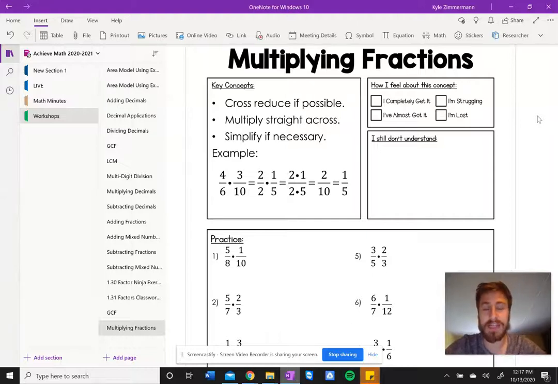Team, it's Mr. Z, and today we're going to talk about multiplying fractions, a very complicated topic that has basically infinite depth. I'm going to show you how to multiply fractions, and I'm going to show you an advanced way as well. So let's go ahead and jump on in.